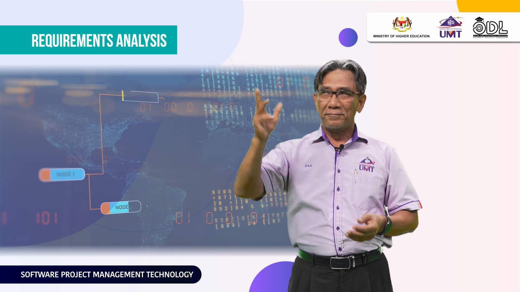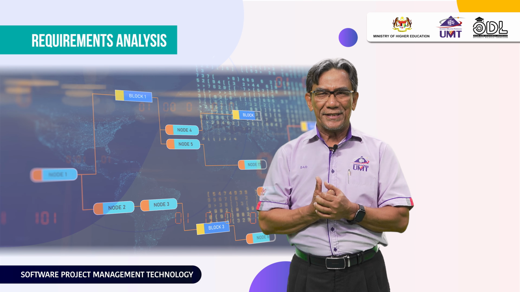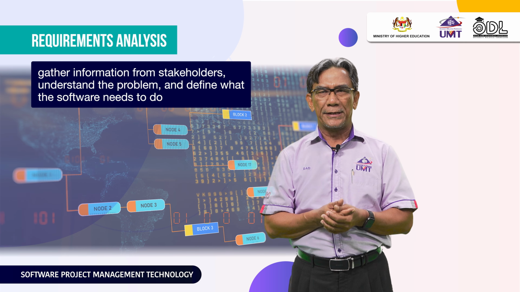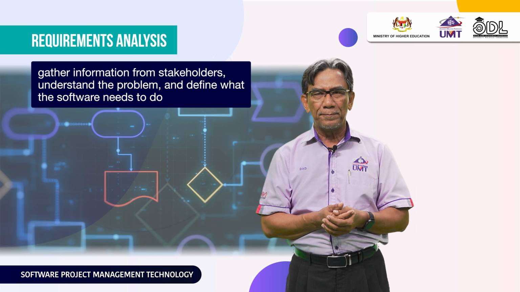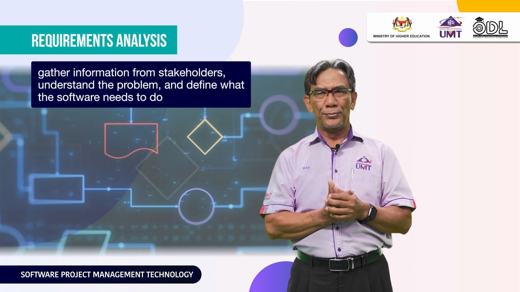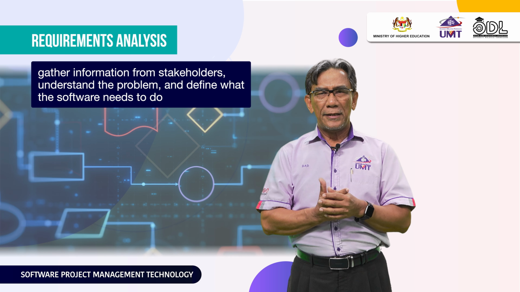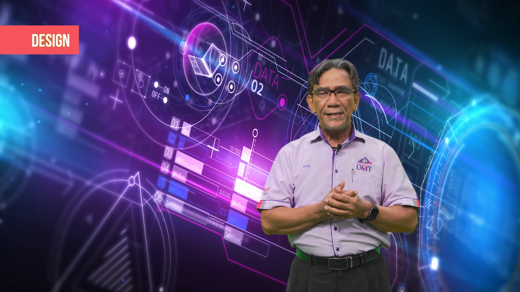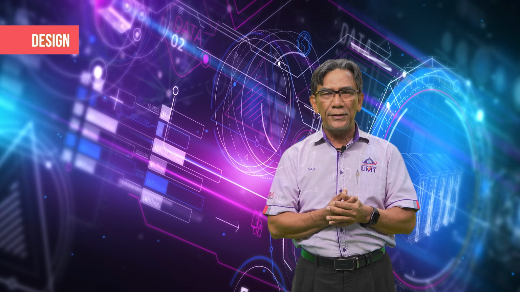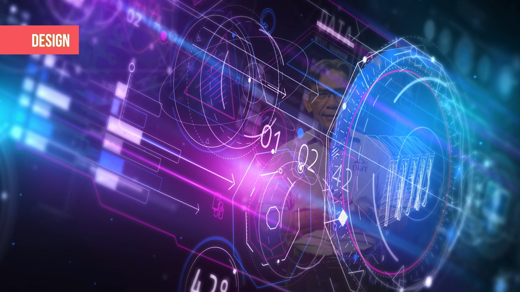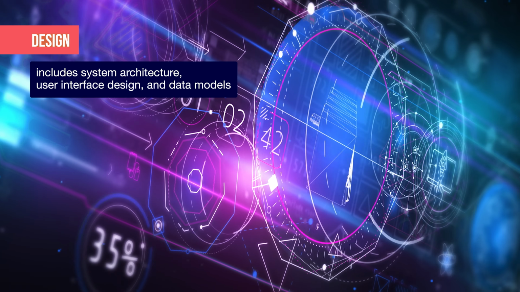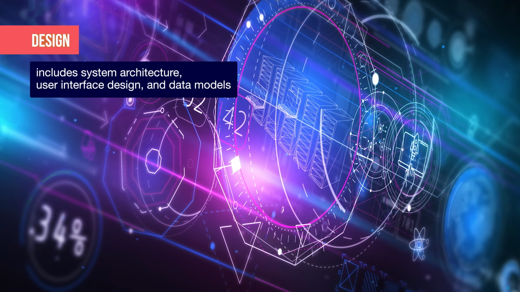Number 2, requirement analysis. This is where we gather information from stakeholders, understand the problem, and define what the software needs to do. Number 3, design. Here, we translate the requirements into a technical blueprint. This includes system architecture, user interface design, and data models.